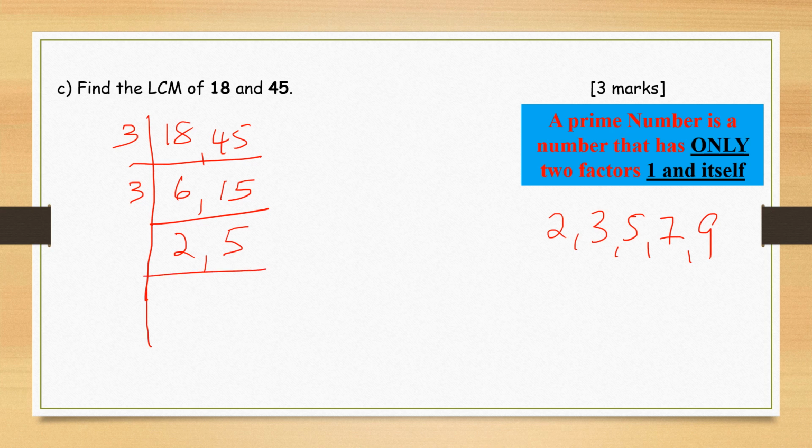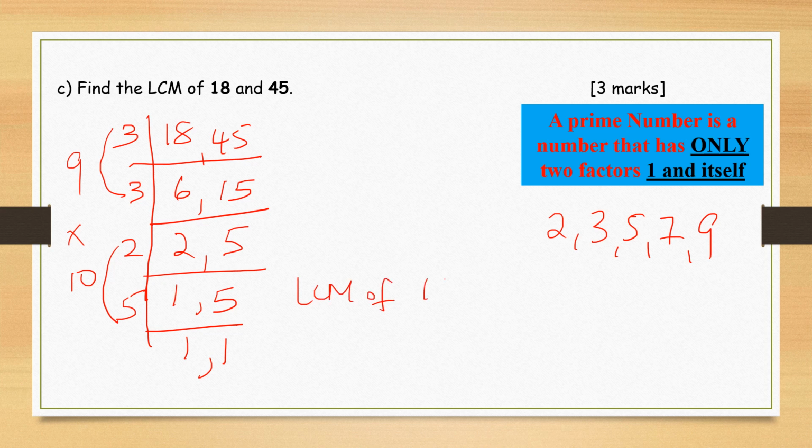Okay, let's try 2 now. So 2 into 2 is 1. I'm going to write back 5. Then we're going to use 5, 1, 1. Okay, so we have these numbers here. So this is 9, and this is 10. Okay, so the LCM of 18 and 45 is 3 squared times 2 times 5, which equals 90. And that's the answer.